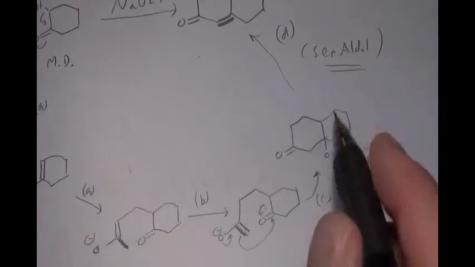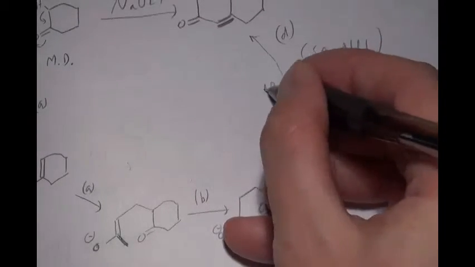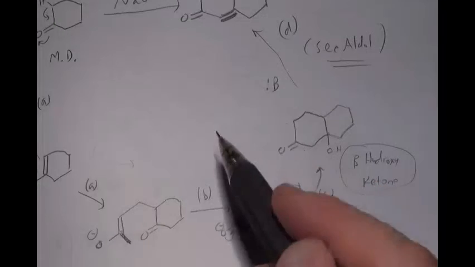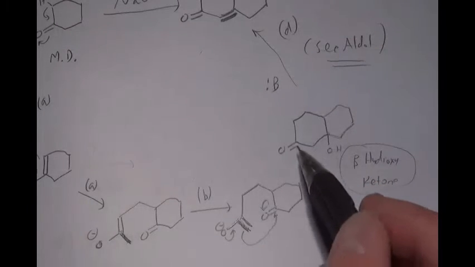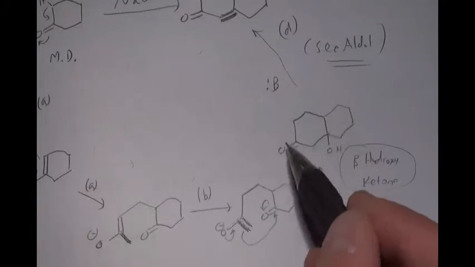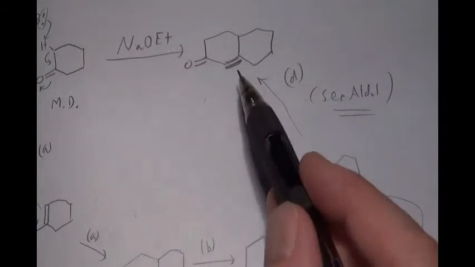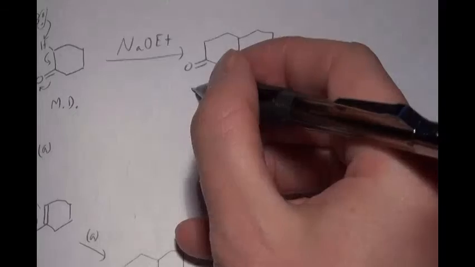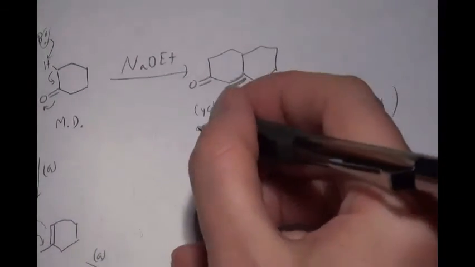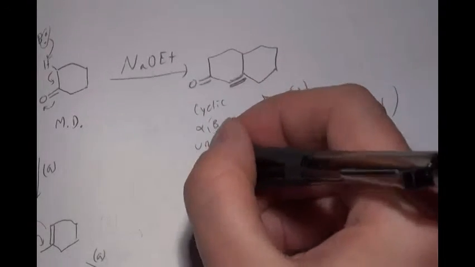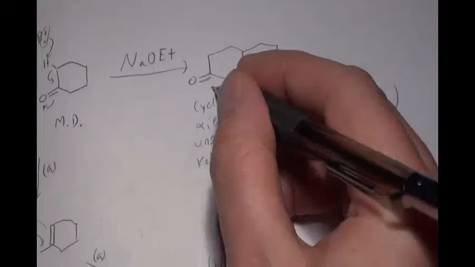So the last step of this, under basic conditions, which we have base, the base takes the proton and re-enolizes, so form an enolate here. Then the enolate swings back and kicks off the OH. And what's your final product? What's the name of this? A cyclic alpha beta unsaturated ketone. A cyclic alpha beta unsaturated ketone. Yeah? Alright.